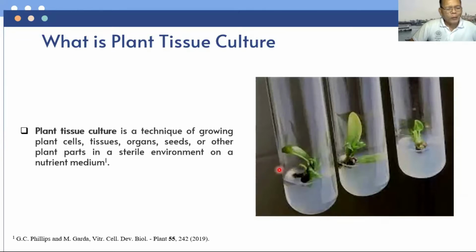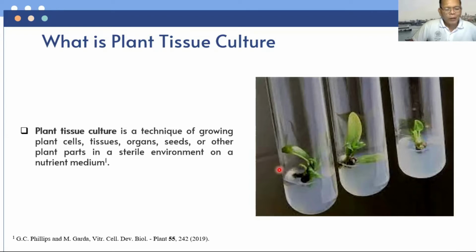Plant tissue culture is defined as culturing plant seed, organ, explant, tissue, cell, or protoplasm on a chemically defined synthetic nutrient media under sterile and controlled conditions of light, temperature, and humidity.